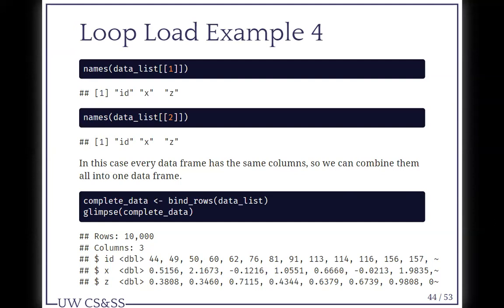In this case, every data frame has the same columns, so we can combine them all into one data frame without having to try that hard by using the bind_rows function, which is just the tidyverse version of rbind and is a little bit more flexible, typically better for data frames. And when we look at the glimpse of the complete data, we'll see that it has 10,000 rows and 3 columns, the ID, X, and Z columns.